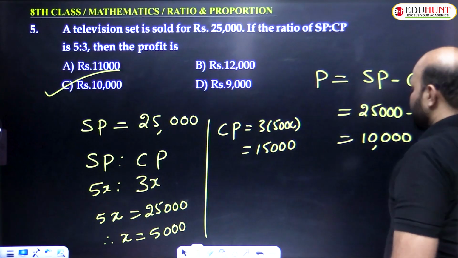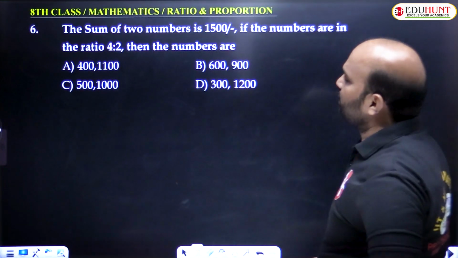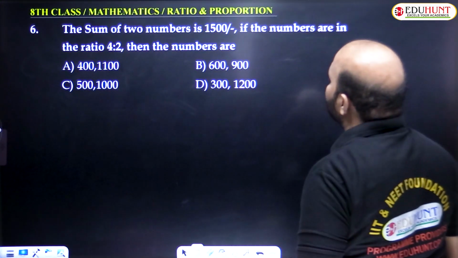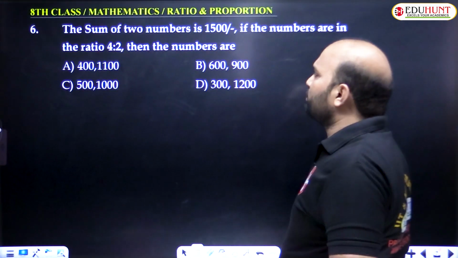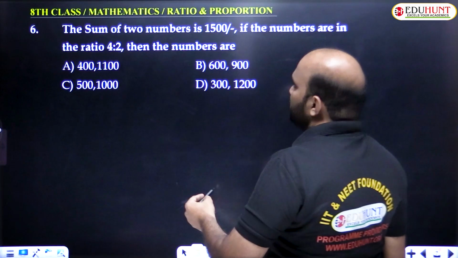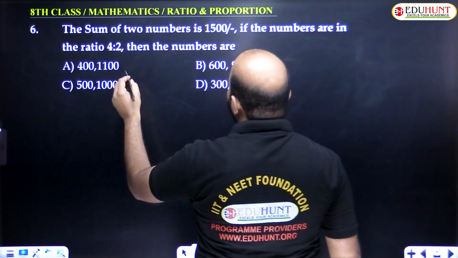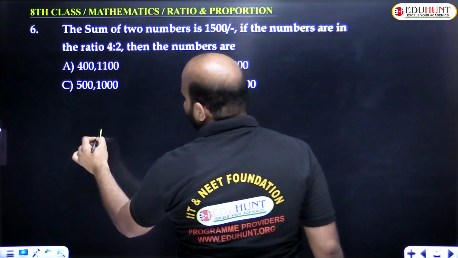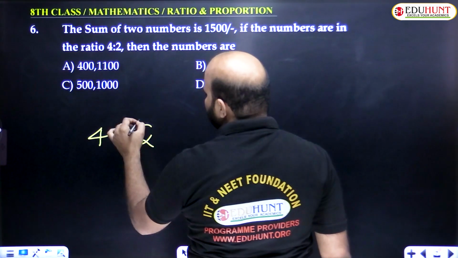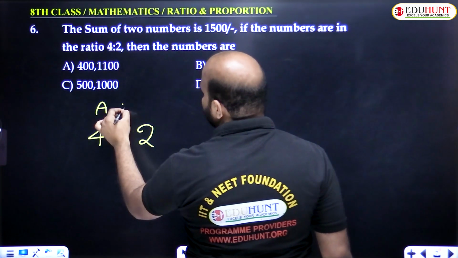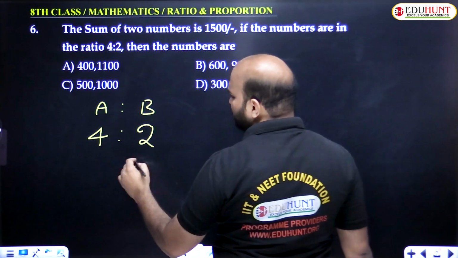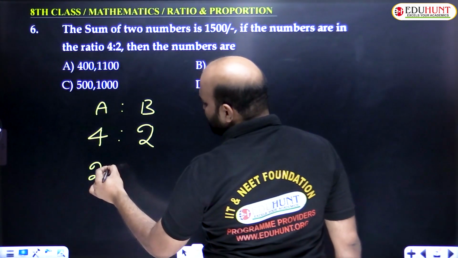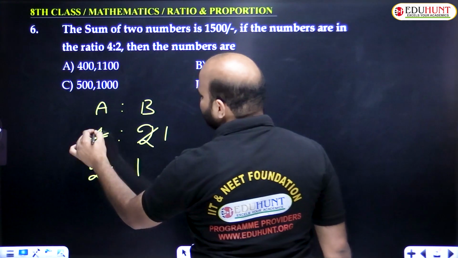Okay, right. Let's go to question number 6. The sum of two numbers is 1500 rupees. If the numbers are in the ratio 4:2, then find the numbers. So the sum of the two numbers is given. Before that, the two numbers are in the ratio 4:2. Let us consider the two numbers A:B. The ratio is already given, so let me take the two numbers as A:B, ratio 4:2. It can also be written as 2:1, because 2 ones are 2, 2 twos are 4.